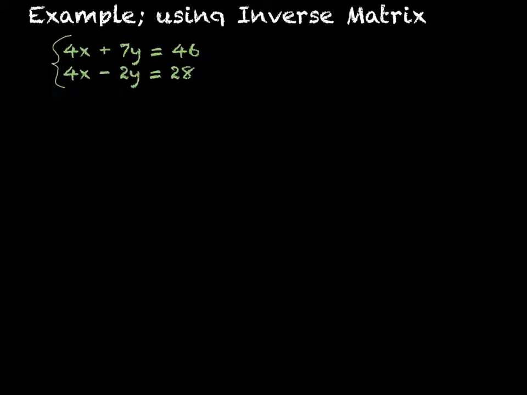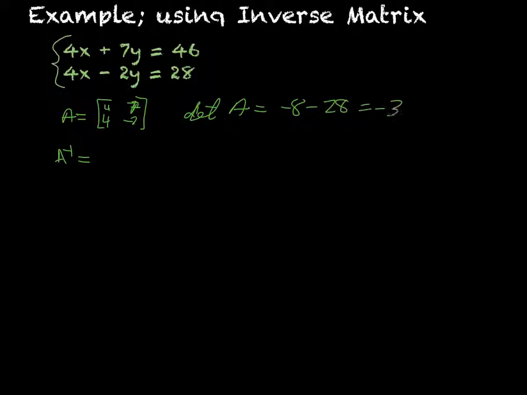For this first example, our A matrix is our coefficient matrix, which is 4, 7, 4, and negative 2. I want to find A inverse, so I need to find my determinant of A. That would be 4 times negative 2, which is negative 8, minus 4 times 7, which is a positive 28. Negative 8 minus 28 is negative 36.